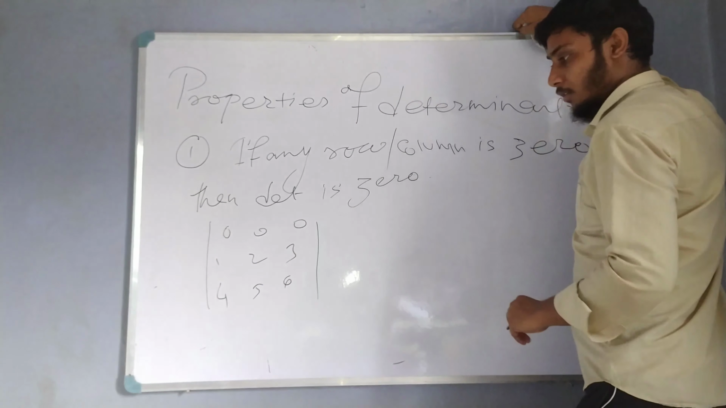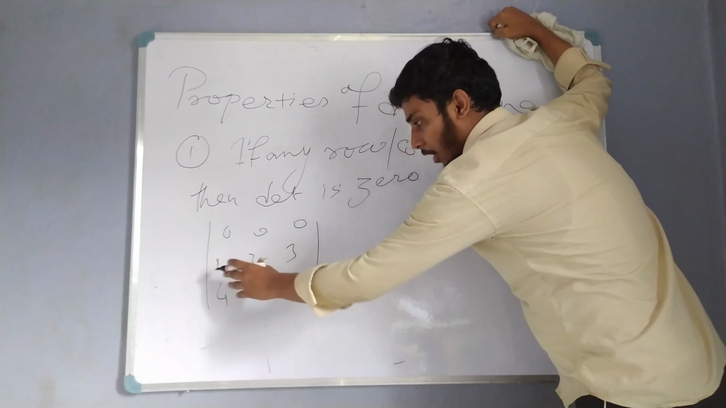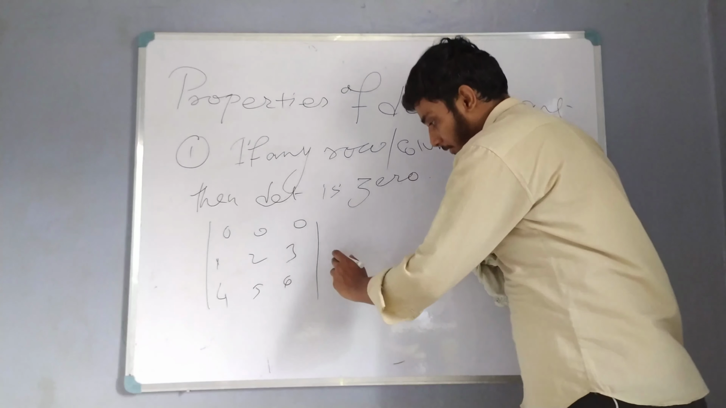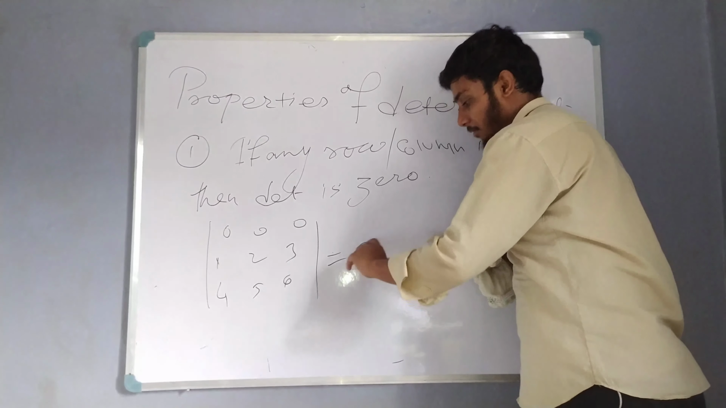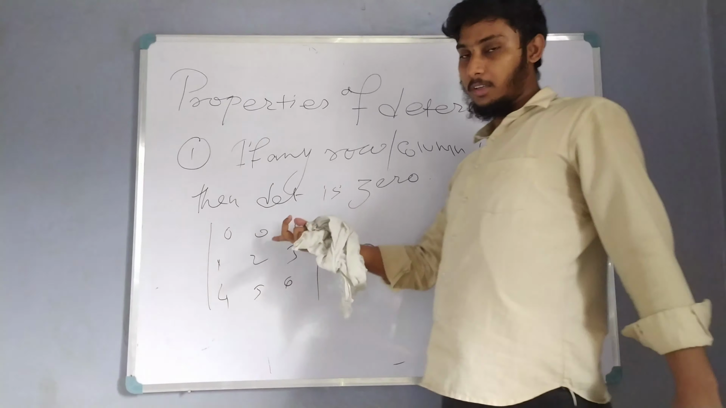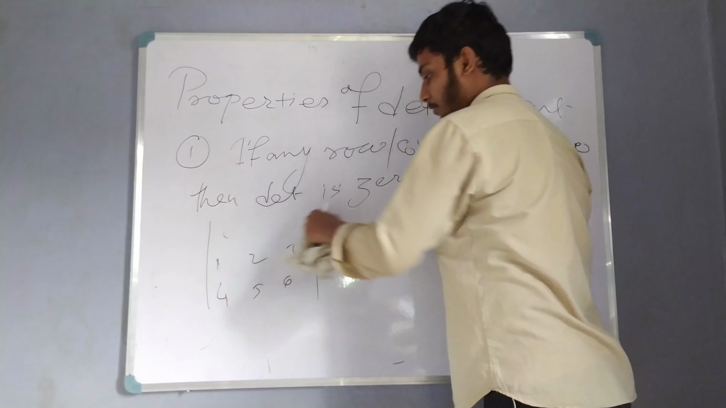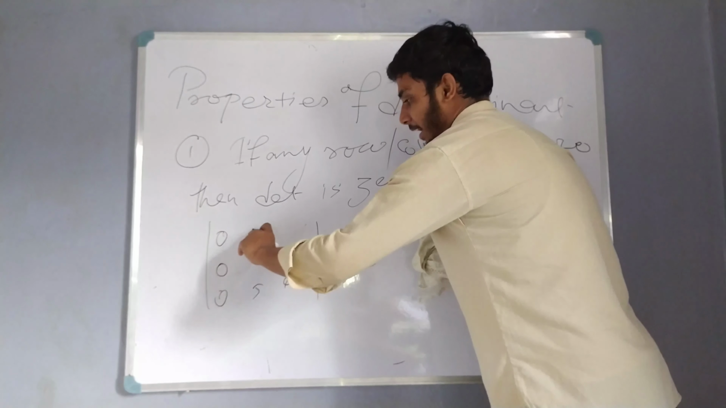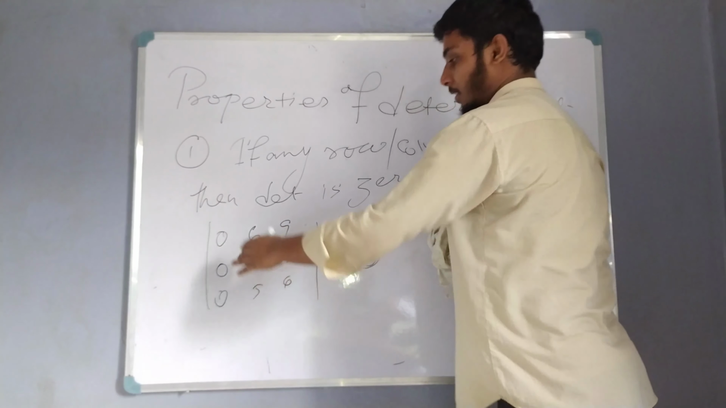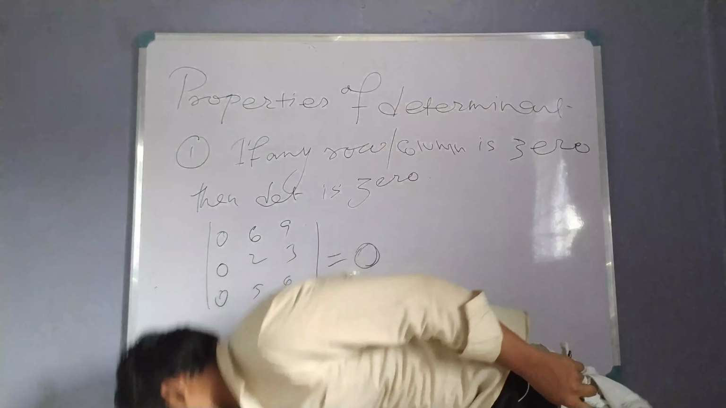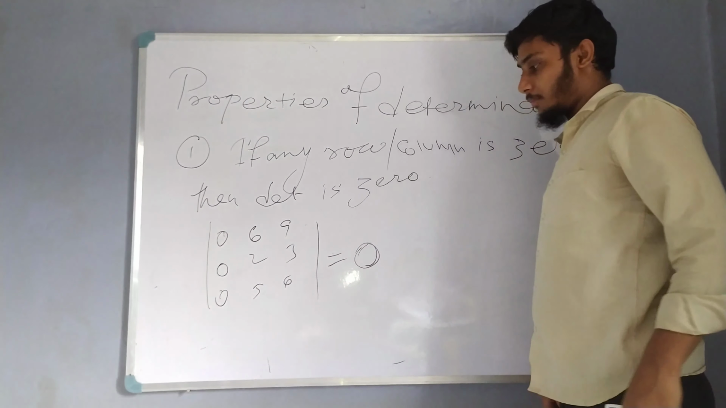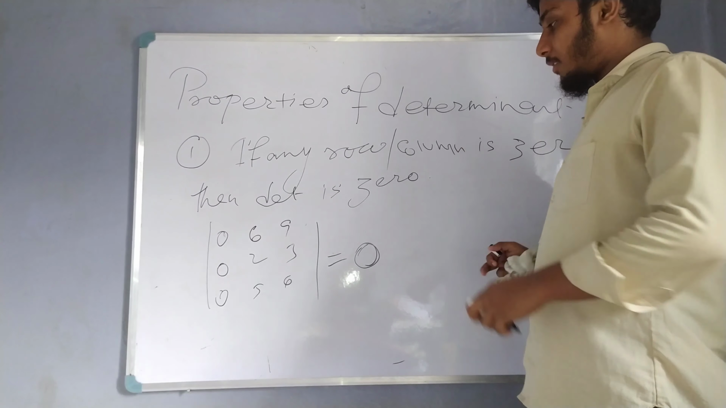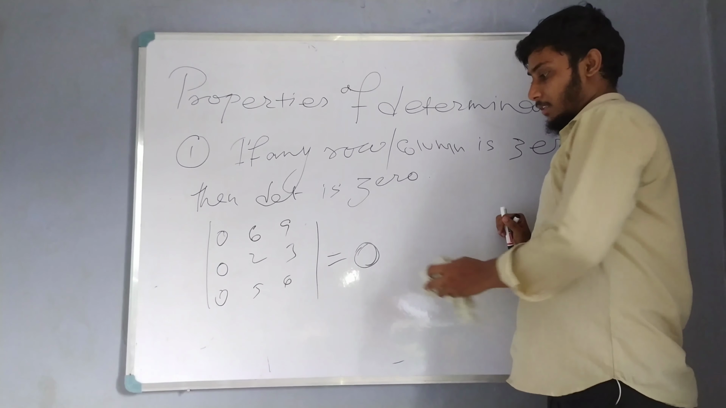So you can see the first row is 0, and it doesn't matter how big or small the values are in the second and third row, the full value of this determinant will be 0, because the first row is 0. Similarly, if one column of the determinant is 0, and the rest is, suppose, 6 and 9, then since the first column is 0, the whole value of the determinant will be 0. So this is the first property of the determinant. You have to write it.